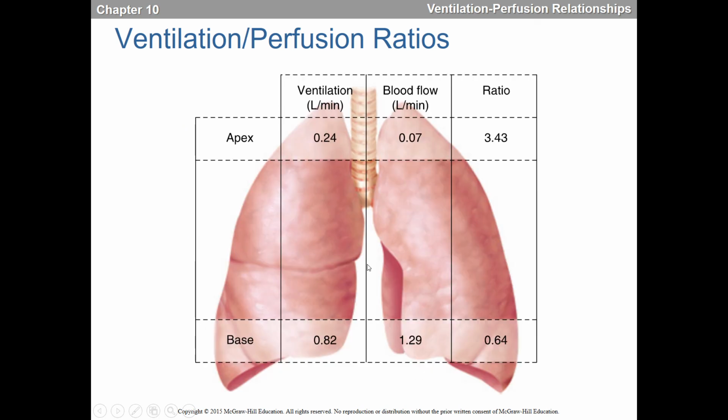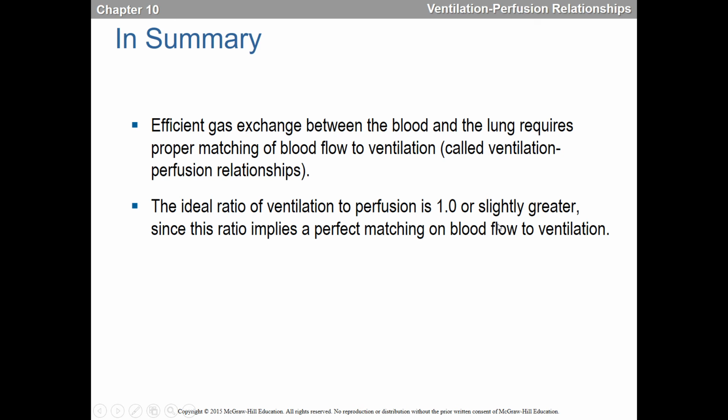So if we look at it this way, at the apex, ventilation, strangely enough, there is more ventilation at the base, but it's a very odd relationship with very low amounts of blood flow at the apex and really high amounts of blood flow at the base. And that ratio, it would be better if it was nearer to 1.